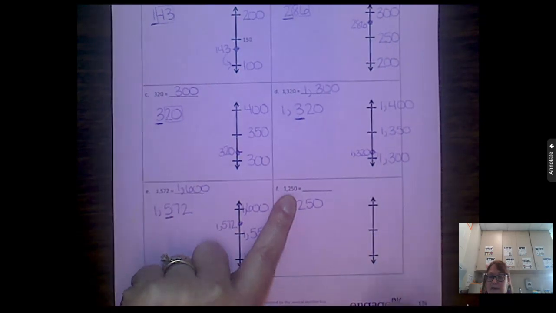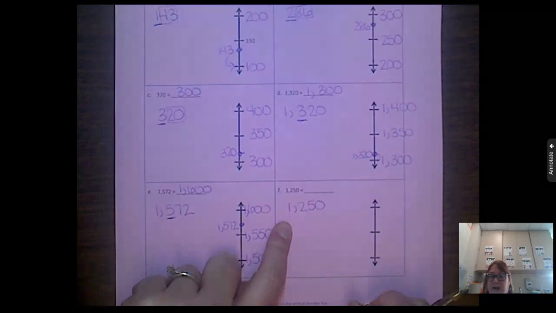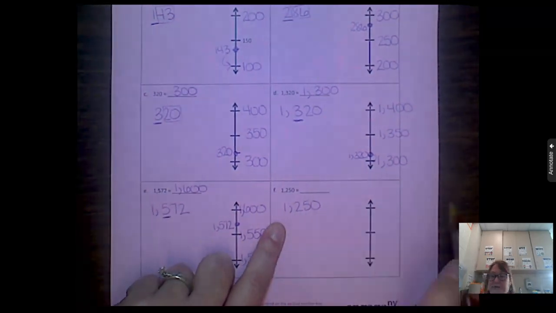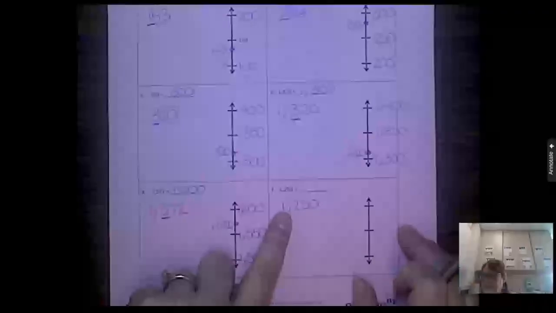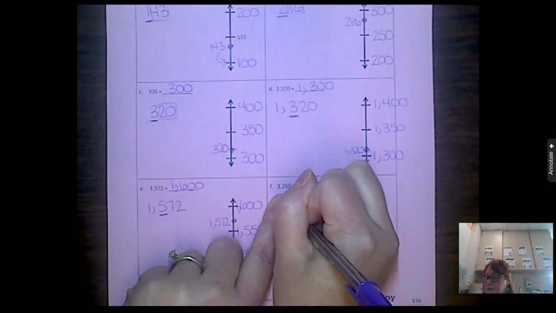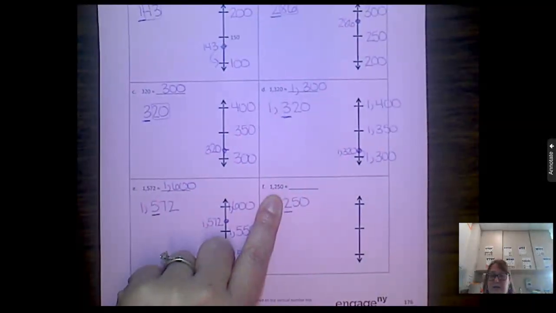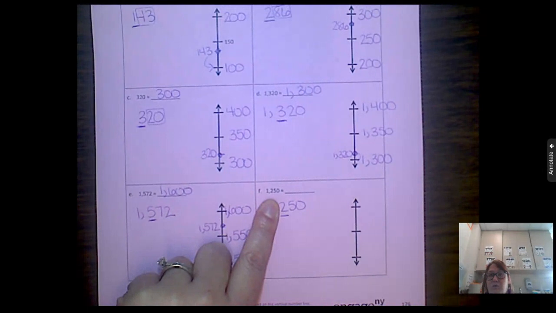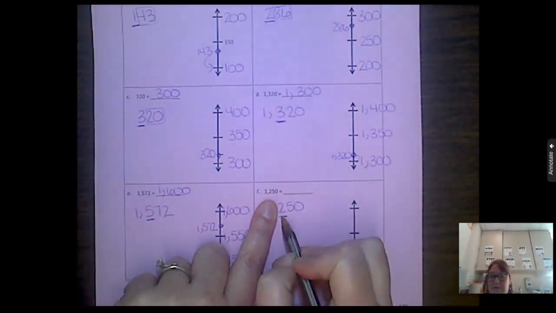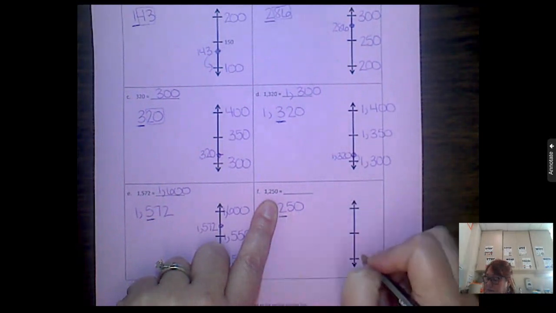Okay, so I'm hoping that you saw this one on your own and that you're back with me. Let's check it out. So 1,250, and my last direction was to cover up that 1,000. So we're rounding to the nearest 100. So I'm going to underline the 2 because the 2 is in the hundreds place. And then I say to myself, what 2 hundreds is 250 in between? Well, there's my first 100 right there, right? So this would be 200.